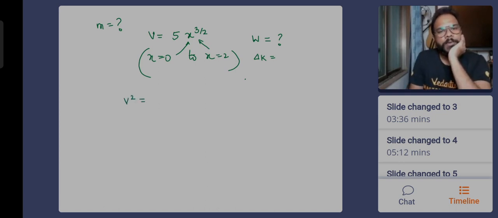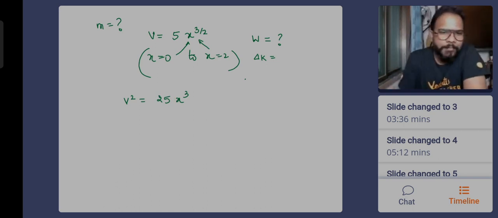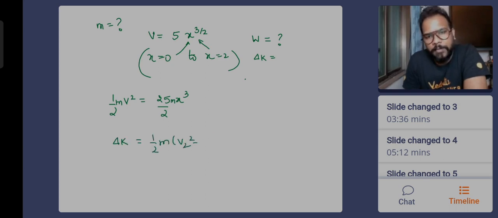See, v square comes out to be, if you square both of these, 25x cube, right? Correct? You made this mistake? Then just do this. Half m v square is going to be half, whatever the mass value is, multiply that here, and the change in kinetic energy is half m (v2 square minus v1 square). That's it. That's going to be the answer.